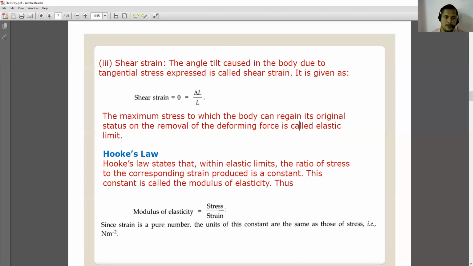What is the unit of this modulus of elasticity? Since strain is a pure number, the units of this constant are the same as those of stress, that is Newton per meter square.